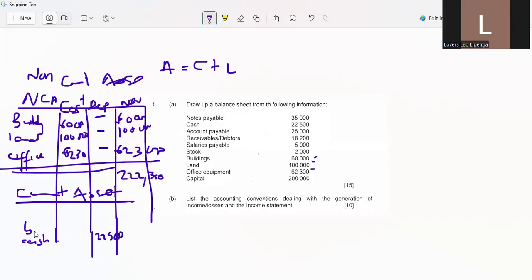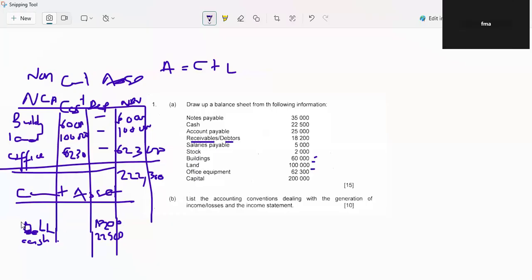No, we don't have bank. Then we've got stock and account debtors. That's accounts receivable. Yes, we have accounts receivable, 18,200. Then we have stock.